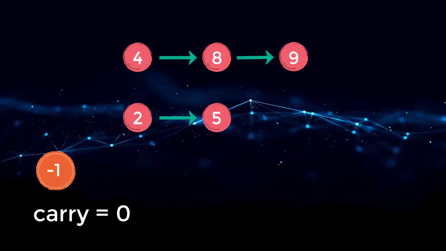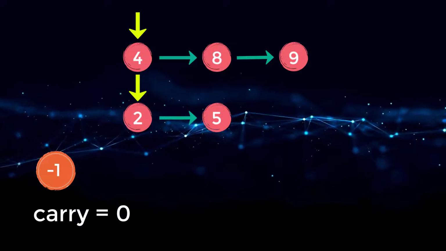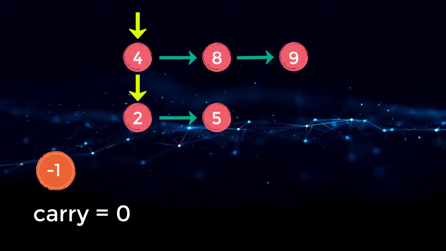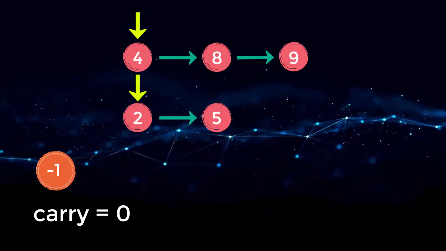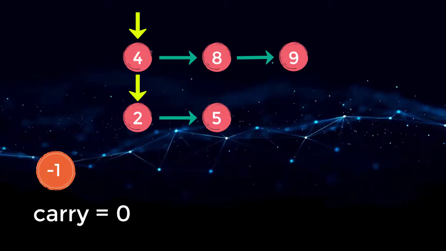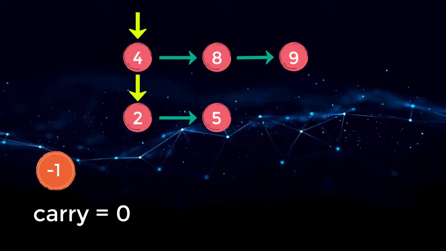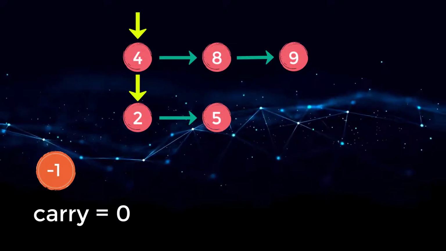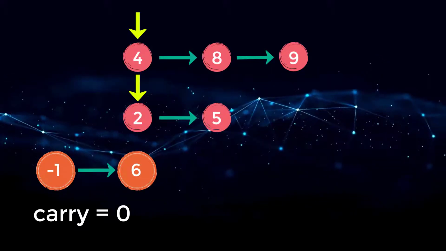Then we will have two pointers, one pointing to the start of list 1 and one pointing to the start of list 2. We will increment these pointers in unison one node at a time. The current values of our pointers are 4 and 2. So we're going to do 4 + 2 + our carry, which is 0, and that would just be equal to 6. So we're going to create a node with a value 6 and add it to our result list.